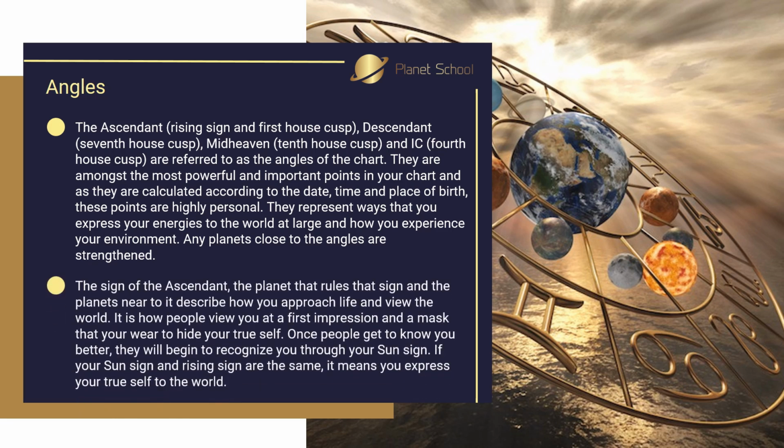The sign of the ascendant, the planet that rules that sign, and the planets near to it describe how you approach life and view the world. It is how people view you at a first impression and a mask that you wear to hide your true self. Once people get to know you better, they will begin to recognize you through your sun sign. If your sun sign and rising sign are the same, it means you express your true self to the world.